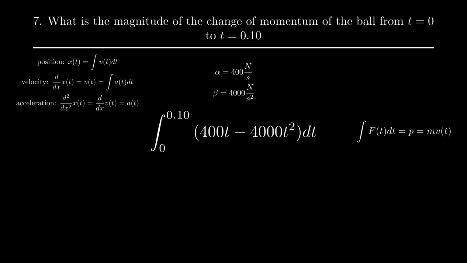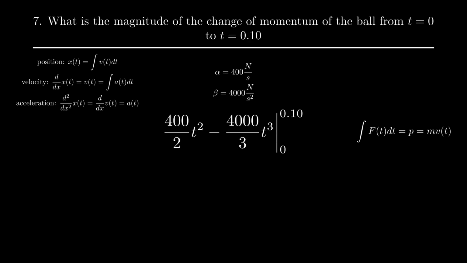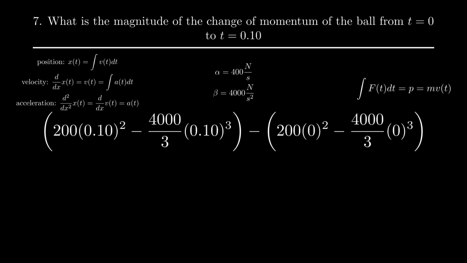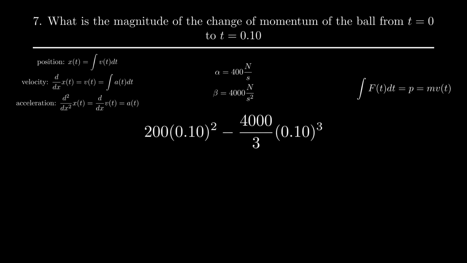So, the integral of this should get you 400 over 2 t squared minus 4000 over 3 t cubed. Now, if we simplify this down, we should get 200t squared minus 4000 over 3 t cubed, and evaluating from 0 to 0.1, the rest would be 0, so we can keep evaluating. We should get 2 minus 4 thirds, which is simply 2 thirds.